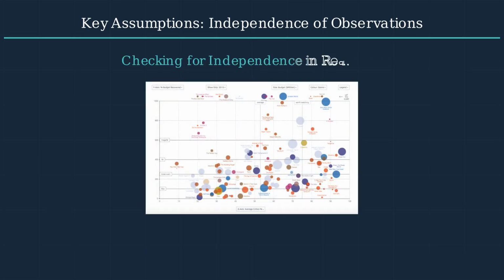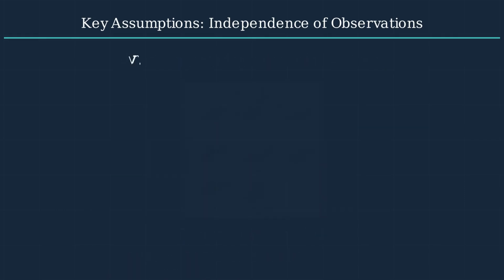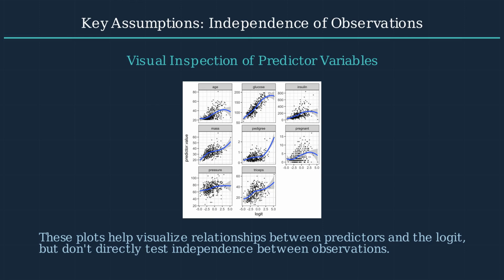Let's see how we might evaluate independence in real data. Here's a data set of movies where each data point represents a different film. This is a good example of independent observations, since the success of one movie generally doesn't directly influence another. To diagnose potential violations of independence, data scientists should examine data collection methods, plot residuals by observation order, and test for autocorrelation. While examining predictor relationships is important in logistic regression, as shown in these plots, independence between observations must be ensured through proper study design.